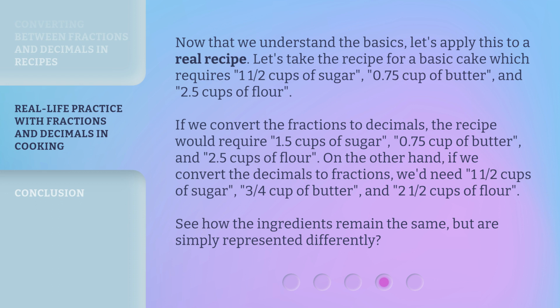On the other hand, if we convert the decimals to fractions, we'd need 1.5 cups of sugar, 3/4 cup of butter, and 2.5 cups of flour. See how the ingredients remain the same, but are simply represented differently?